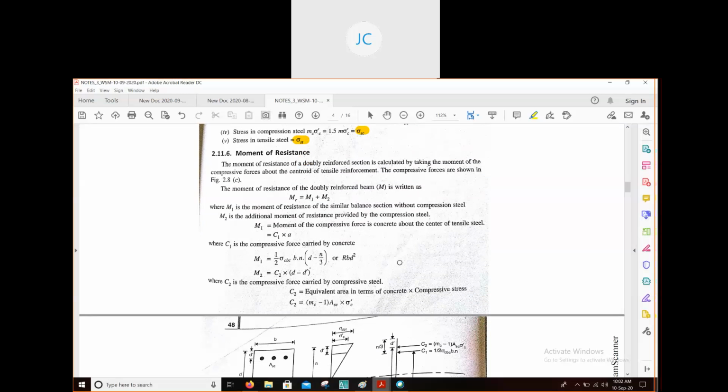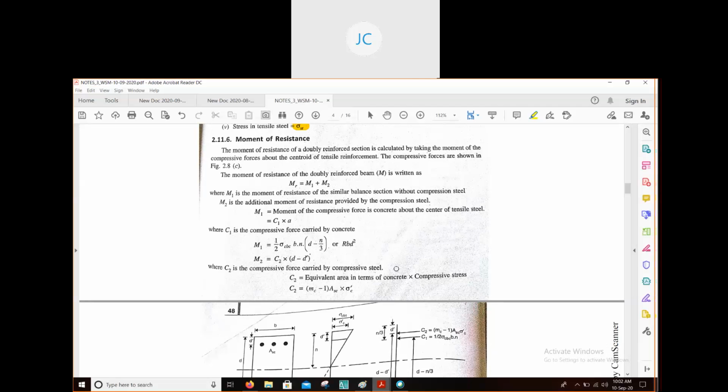Now you see the moment of resistance. How do you find the moment of resistance? The moment of resistance of a doubly reinforced beam is found by taking the moment of compressive forces about the tensile steel. The total moment of resistance will be M1 plus M2. M1 is the moment of the compressive force in concrete about the tensile steel. This is the formula which we have already used in the last class, in the previous numericals, R B D square, same formula for M1.